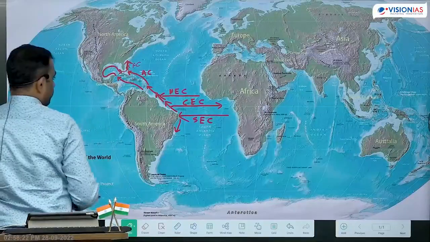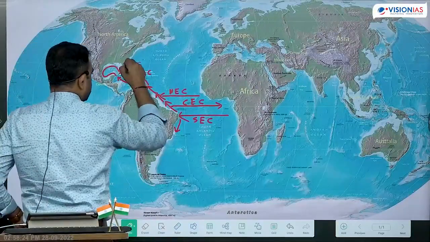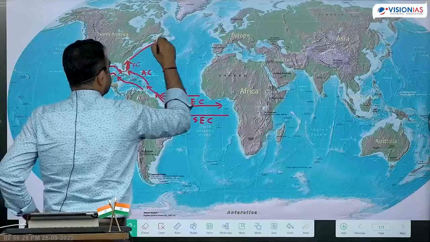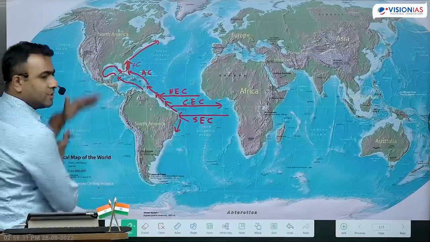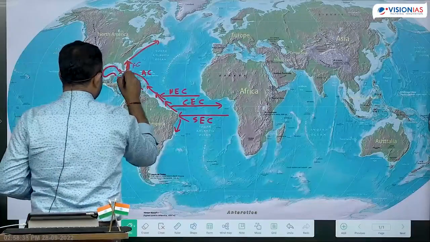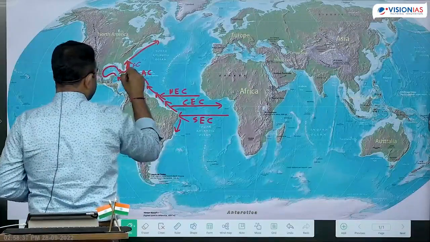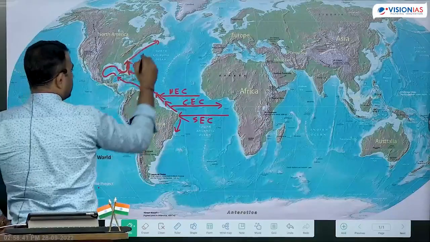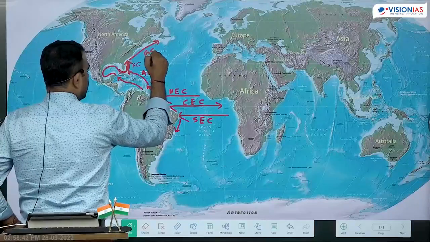So now the same Florida current, once it crosses the coast of Florida, will be guided in this direction by the coast of USA. It will go along the coast of USA. This water is also flowing in this direction. And here its name changes. Next to Florida it is called the Florida current, but beyond that it is called the Gulf Stream.